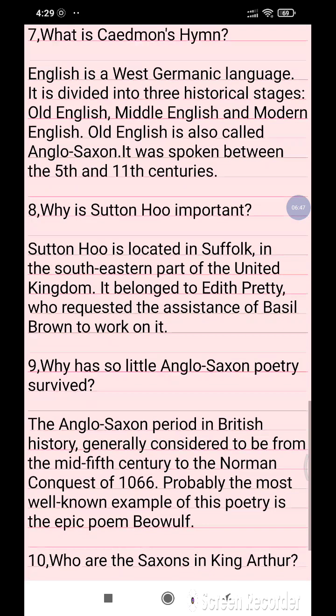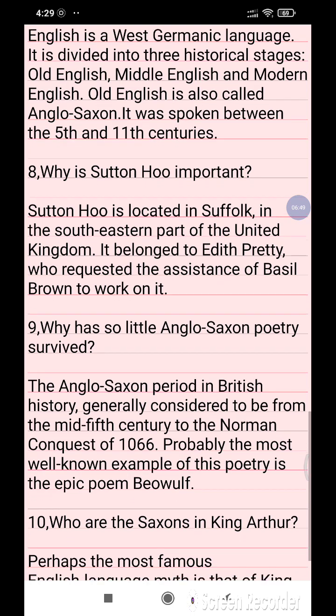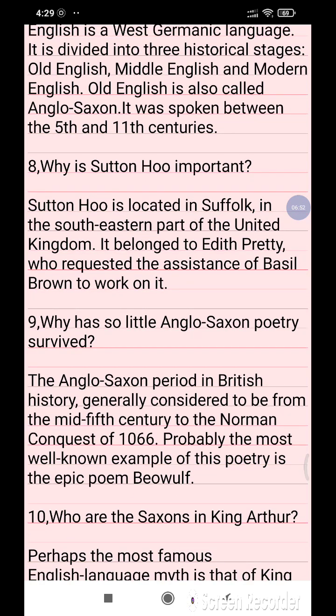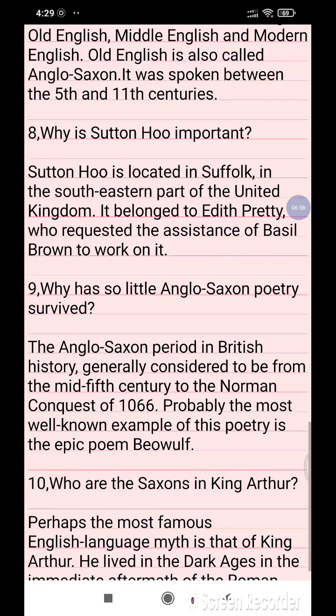Why is Sutton Hoo important? Sutton Hoo is located in Suffolk, in the southeastern part of the United Kingdom. It belonged to an antique British owner, who requested the assistance of Basil Brown to work on it.